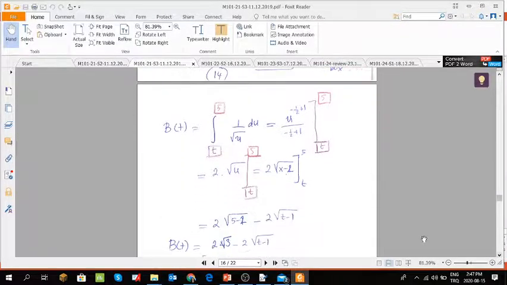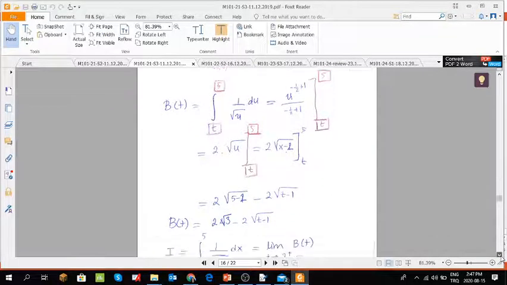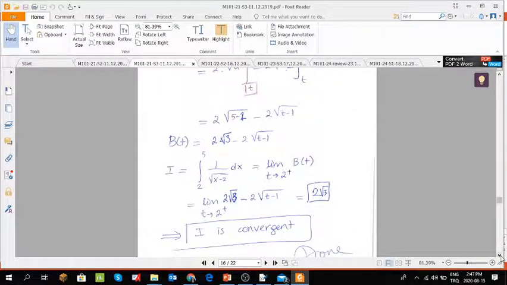And then we convert it to x, and then we apply t and 5. 2 times square root of 5 minus 2, which is square root of 3, minus 2 times square root of t minus 1. Next, we let t go to 2. This makes sense. This is 1. 2 times 1 is 2.